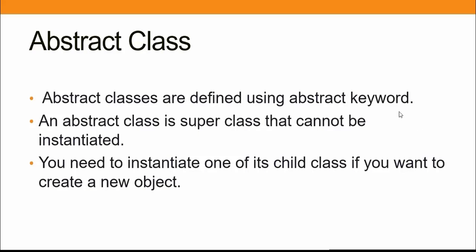Abstract classes are defined usually with a keyword called abstract. When you want to say this part of the program uses the concept of abstraction, the class has to be defined with the keyword abstract. Then an abstract class is a superclass, which is nothing but the parent class, that cannot be instantiated. What do I mean by cannot be instantiated?